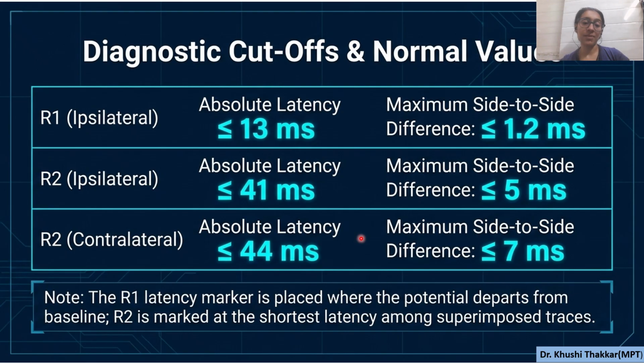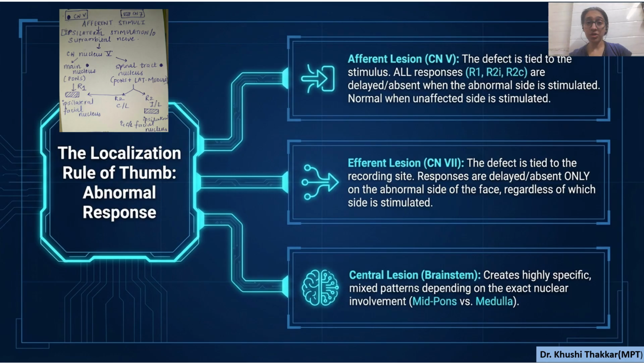So you have to always remember that the R1 latency marker is placed where the potential departs from the baseline, and R2 is marked at the shortest latency among the superimposed traces, as you saw in the previous graph. So this is very important, the localization of the lesion. This is the diagram which I told you I have referred to for my studying. I hope this helps you too.